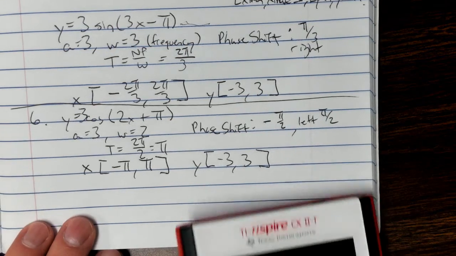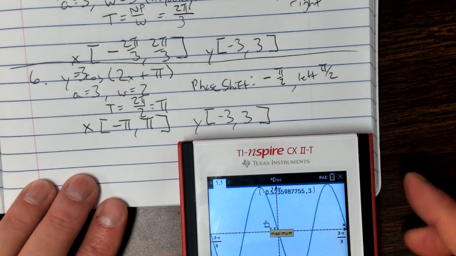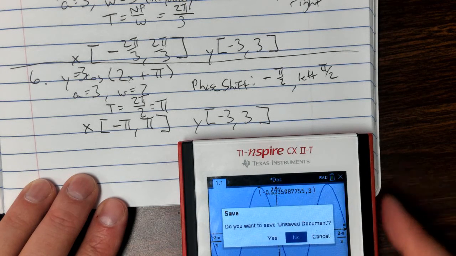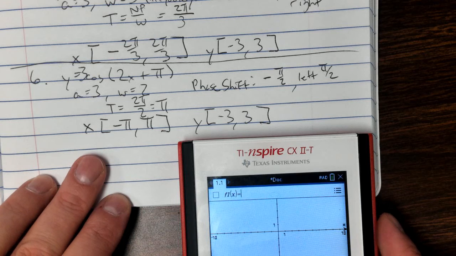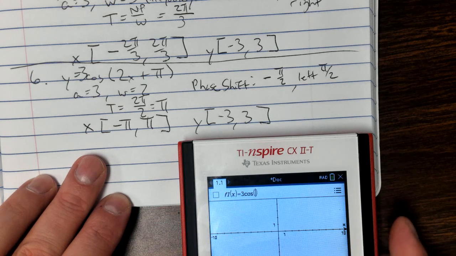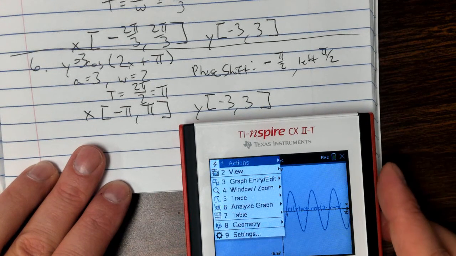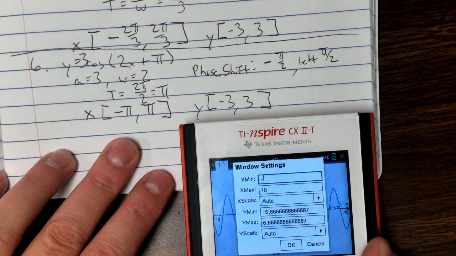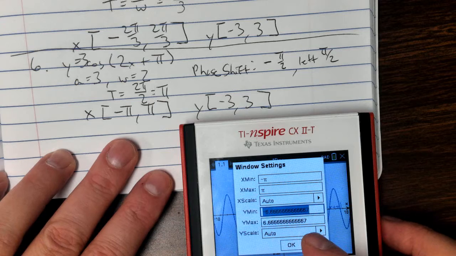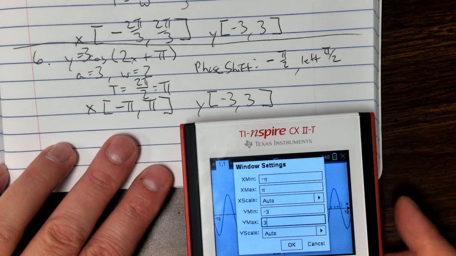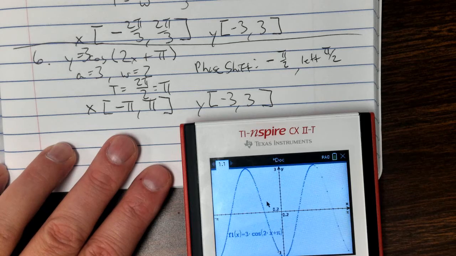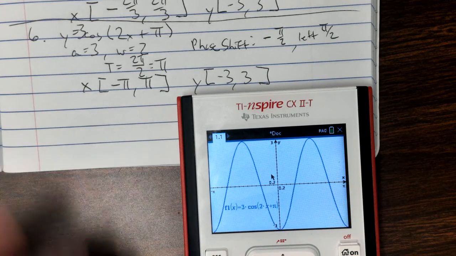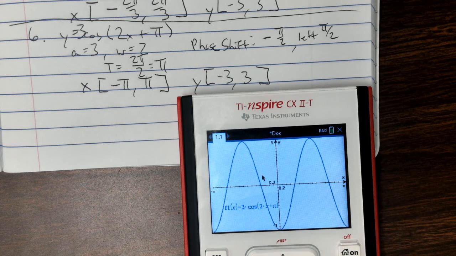Okay, so now let's graph that one and see how that works. Three cosine 2x plus pi. Okay, let's go to our window settings. We go from -pi to pi. And we want to go from -3 to 3. Okay, so that's showing you 2 complete periods worth. So that's the window you would use.